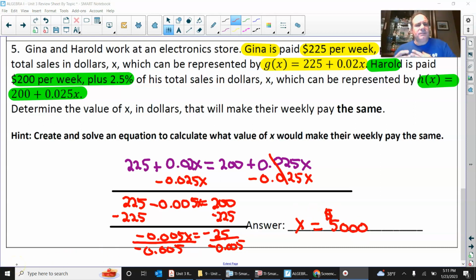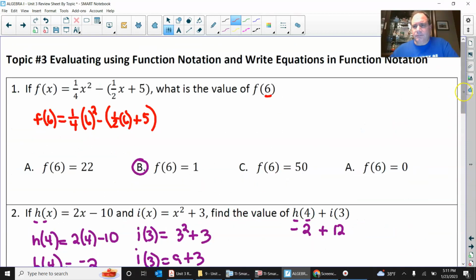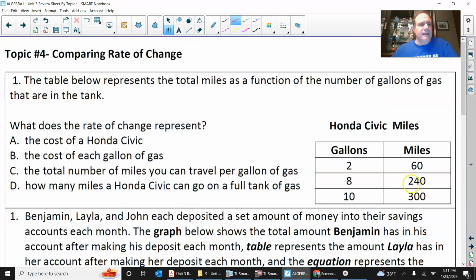So at $5,000 worth of sales, they would make the same weekly pay. Right. I think that is it right there. That was the last one for that. Now we're into topic 4, comparing rate of change. Pretty simple. Just rise over run.